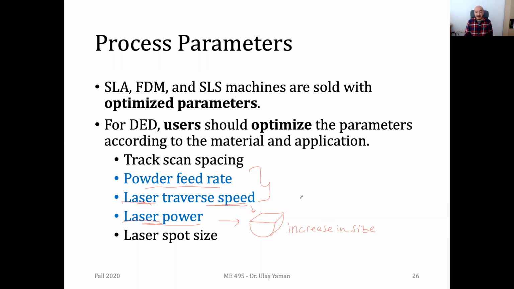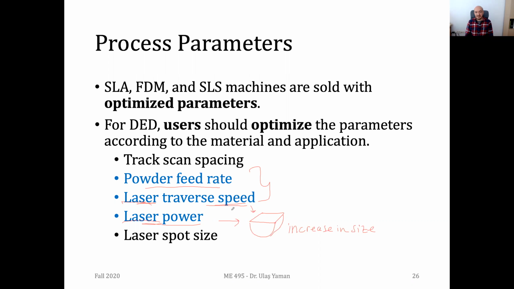Can anyone tell me how they are related to each other? No idea? Speed arttırırsak rate'i de arttırmak zorunda mı kalıyoruz acaba? Yes, if you want to have the same amount of powder in your molten pool, once you increase the speed, you should also increase the powder feed rate.